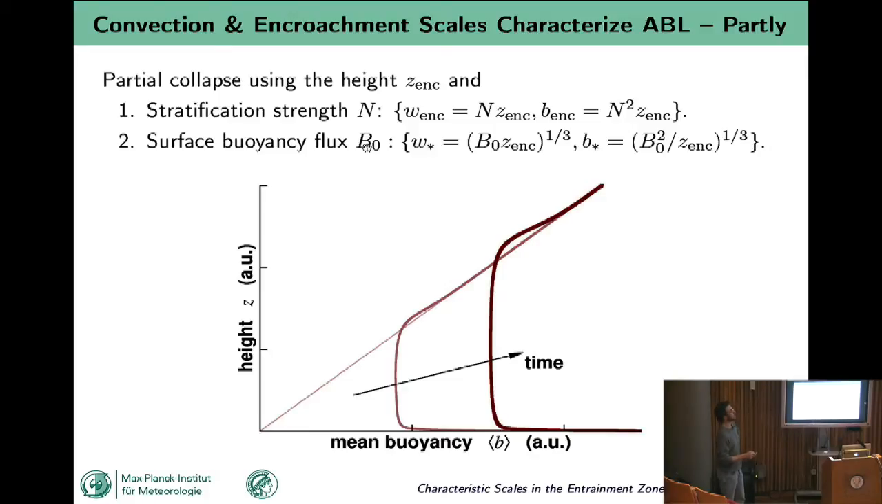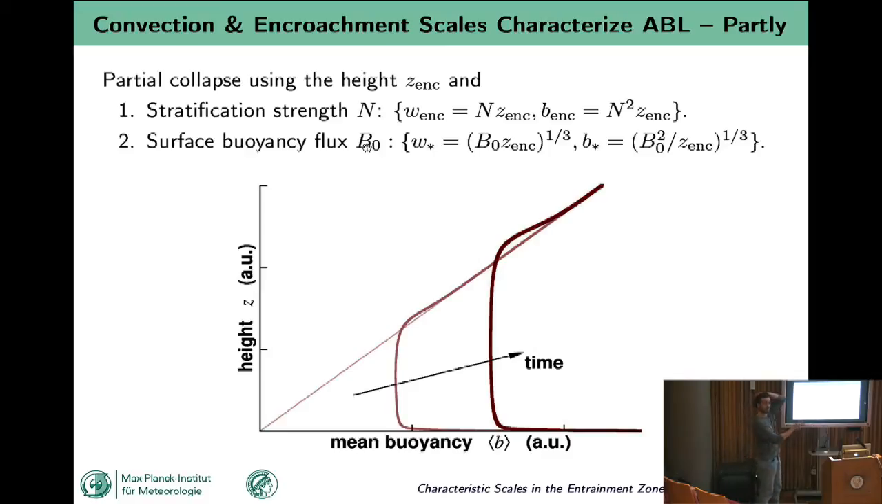You can say, okay, what is important is the stratification on top, this buoyancy frequency N. That gives you some characteristic velocity and some characteristic buoyancy, the so-called encroachment variables. Some others can say, no, that is not important. What is important is the buoyancy flux. And with a height and a buoyancy flux, you have a characteristic velocity and a characteristic buoyancy. And sure enough, some things scale with these properties, with the convective scales, the second one, and some ones with the first one, with the encroachment.